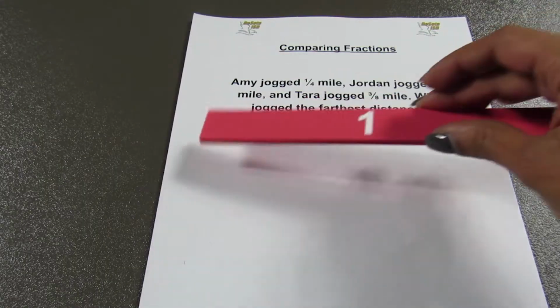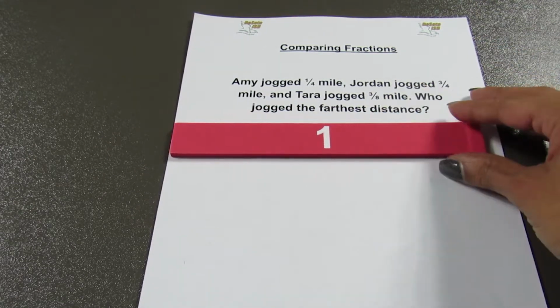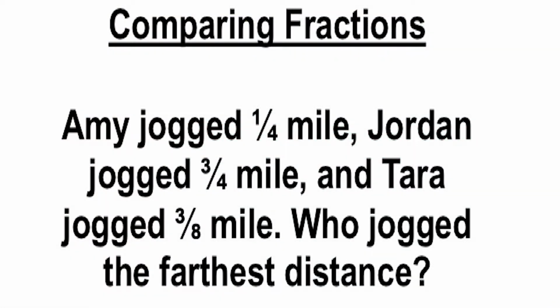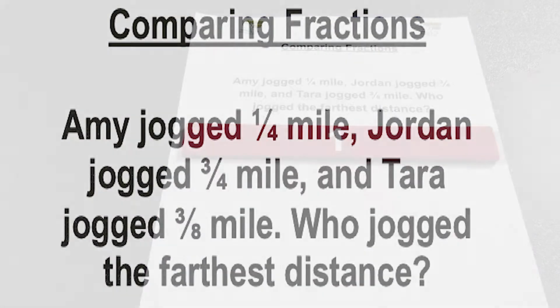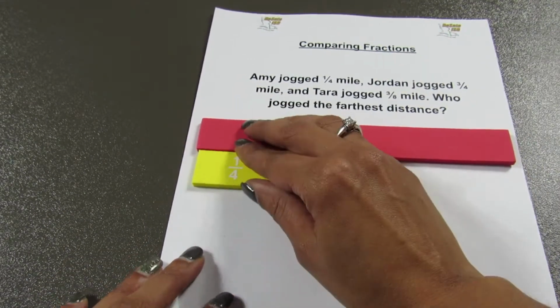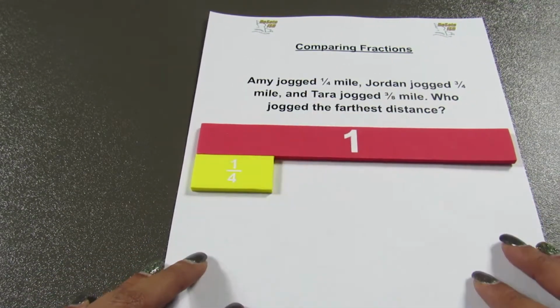So what we're going to do again is start with using concrete objects of fraction bars. So first we're going to use the one whole as a reference so students understand that fractions are less than one whole. So taking the problem that we have, Amy jogged 1/4 mile. So we're going to use a 1/4 fraction to represent Amy's length or distance that she jogged.